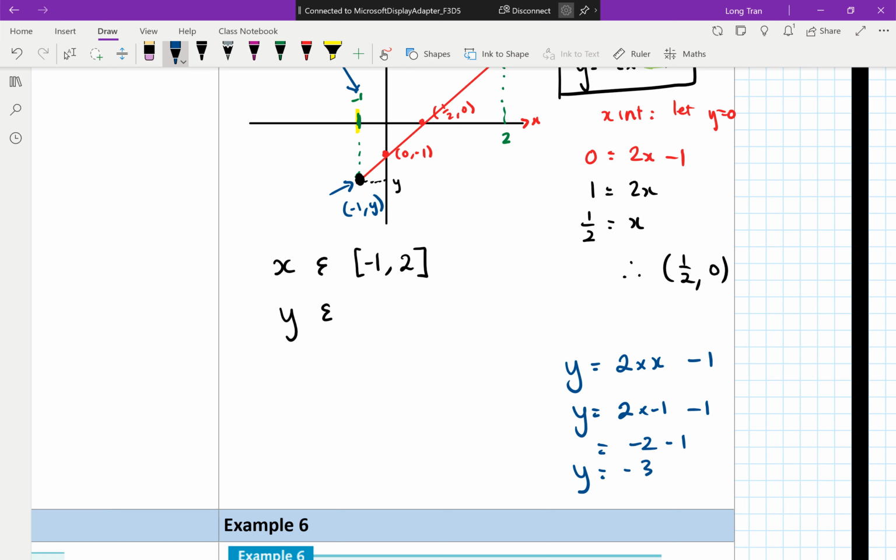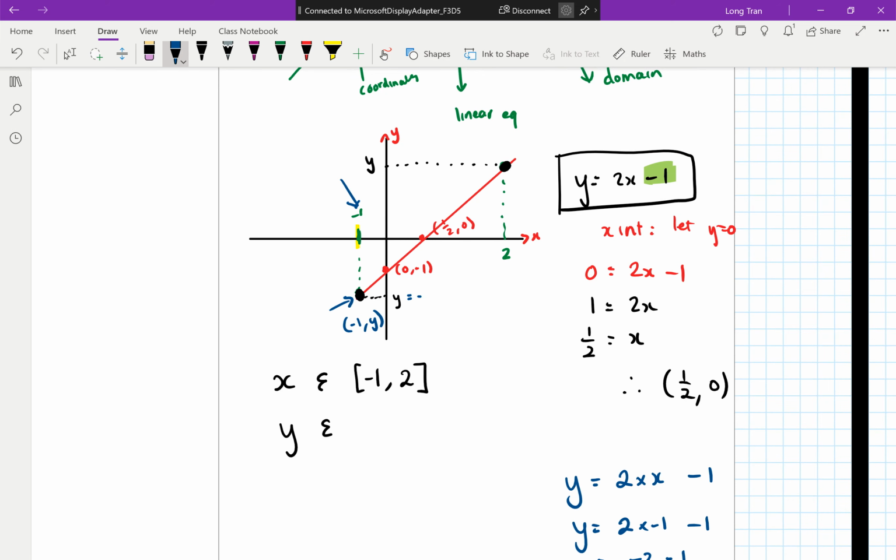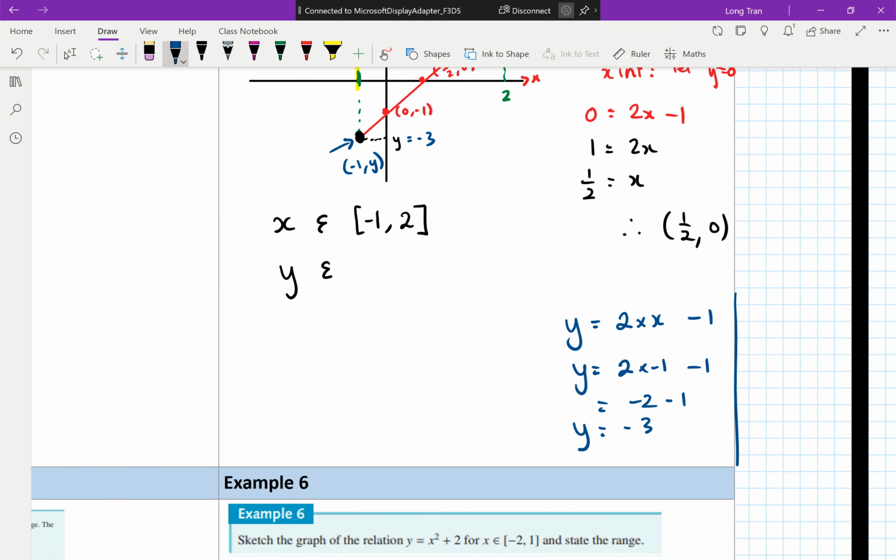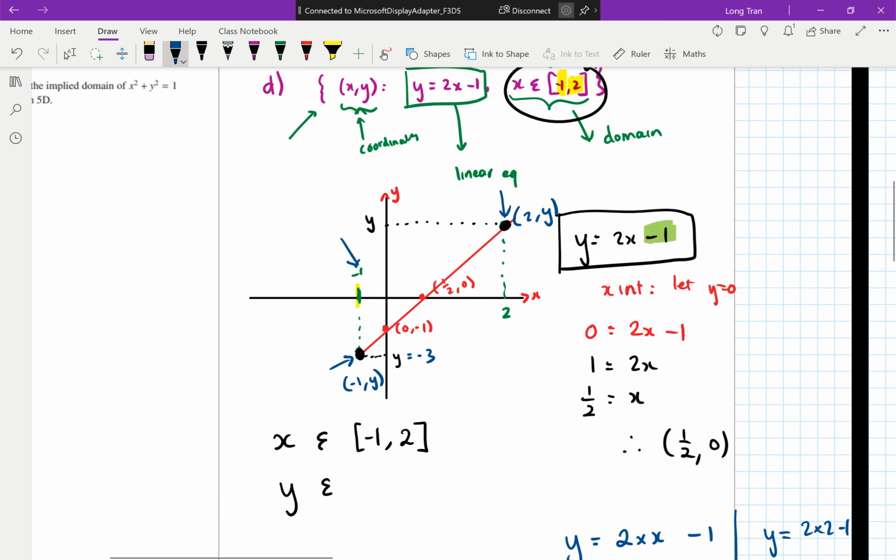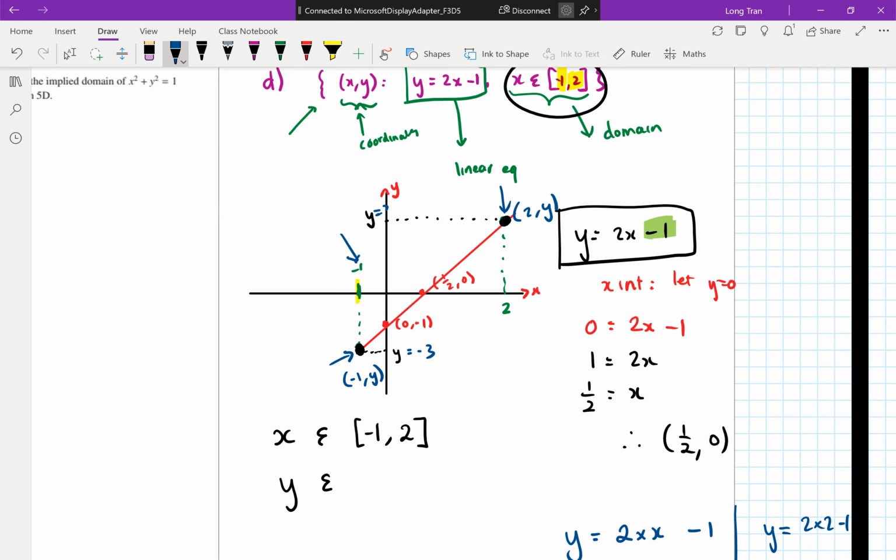Y is -3. So now I know my smallest value is -3. What's my largest value? Based on the graph, I can see that when x is 2, I need to find y. Same thing again. Y is equal to 2 times 2 minus 1. 4 minus 1 gives me 3. So when x is 2, I now know y is 3.